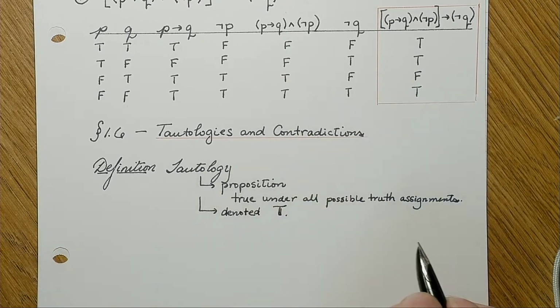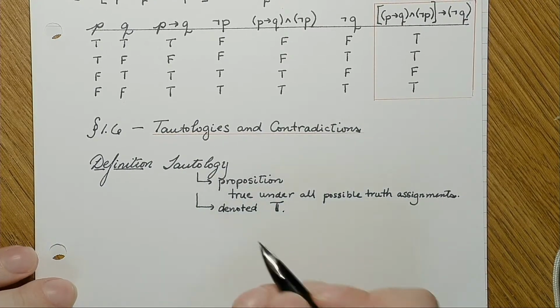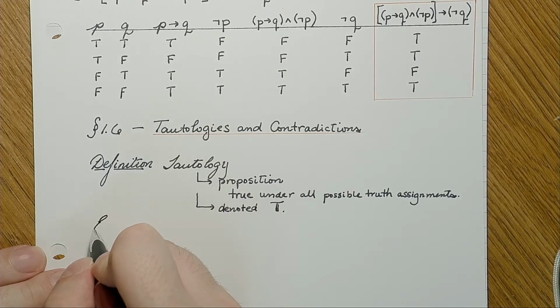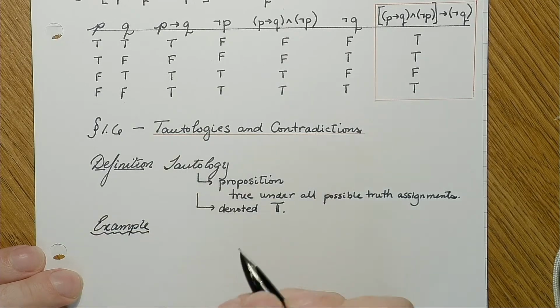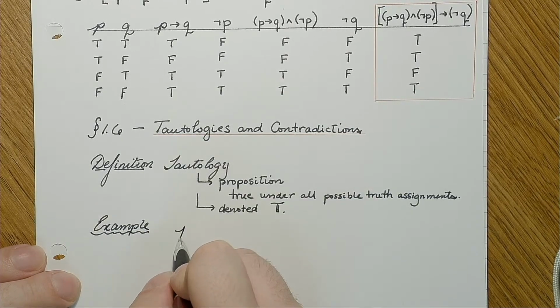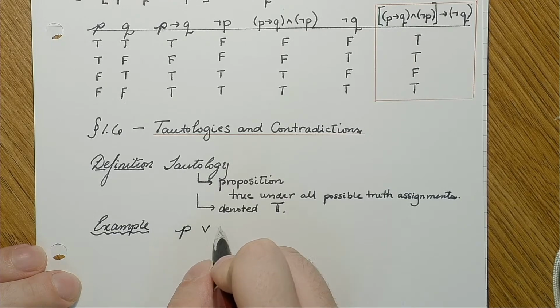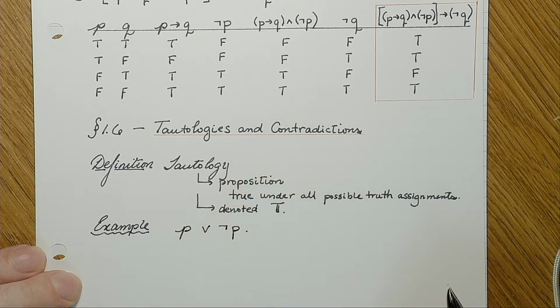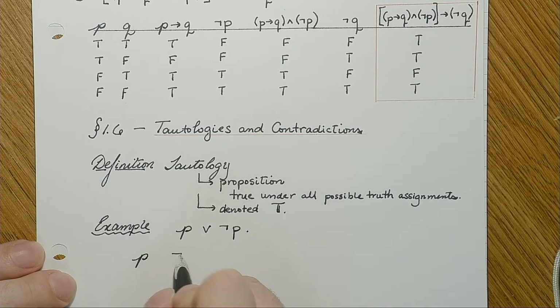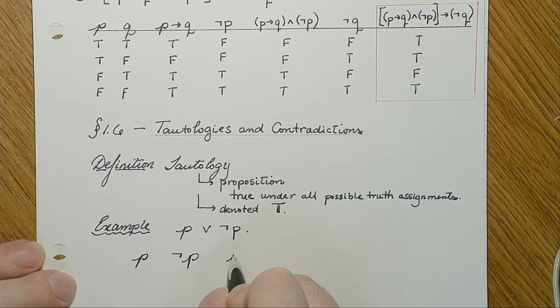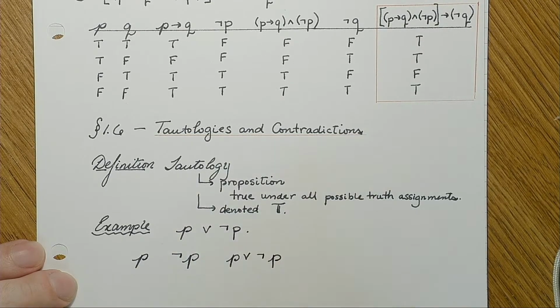Okay, so I've told you what this is, but you're kind of like, what do you mean true under all possible truth assignments? Well, let me just give you the example. Here's the proposition P or not P. I can do a truth table for this. I only have one prime proposition, so it's P or not P.